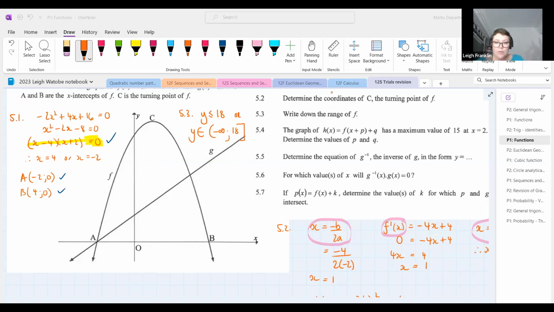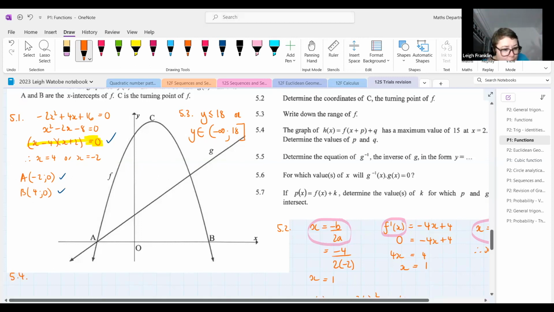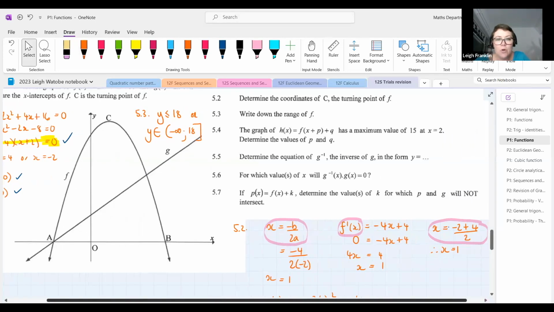Okay, so two ways in which we can write down the range. All right, now 5.4. I see Nkaniza's already sent you through something on that, but let's have a look at 5.4. So in this question, they have told us the graph of h of x equals f of x plus p plus q has a minimum value of 15 at x equals 2. Determine the values of p and q.